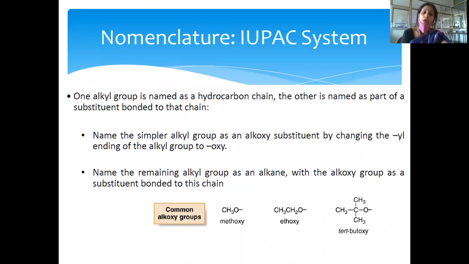Now if you see the IUPAC nomenclature, one alkyl group is named as a hydrocarbon chain and the other is named as part of the substituent bonded to that chain. So how is it done? Firstly, name the simpler alkyl group as the alkoxy substituent and change the -yl, for example, alkyl to alkoxy. So methyl to methoxy, ethyl to ethoxy, tertiary butyl to tertiary butoxy.